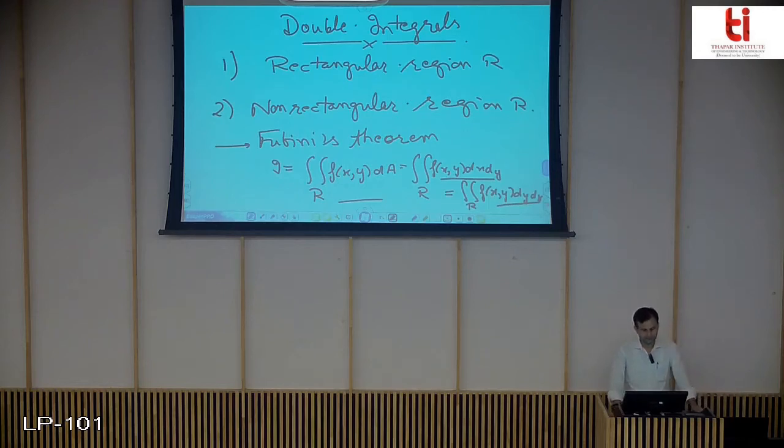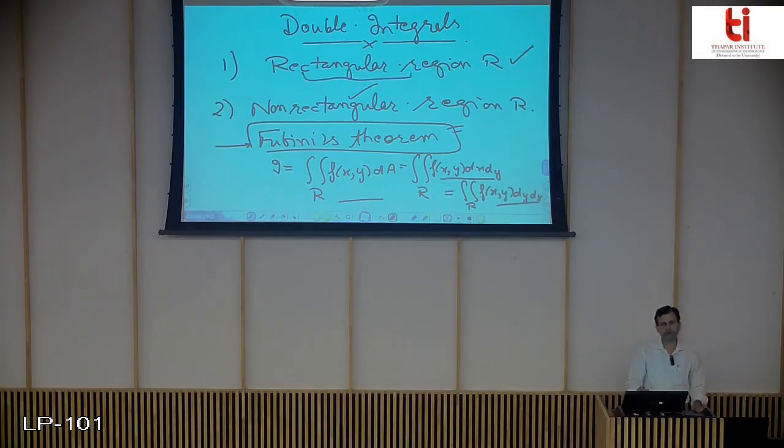Hello everyone. In today's lecture we started double integrals, and there we did how we can use Fubini's theorem to find the double integral over some region R. That region R can be a rectangular region or a non-rectangular region. So there we did two forms of Fubini's theorem, and from there we saw how we can find the double integral whether the region is given in rectangular or non-rectangular form.